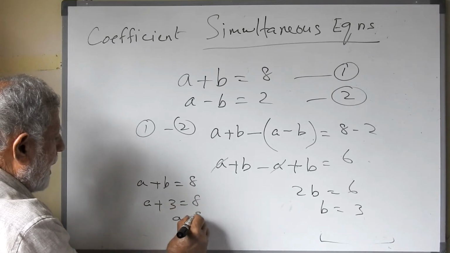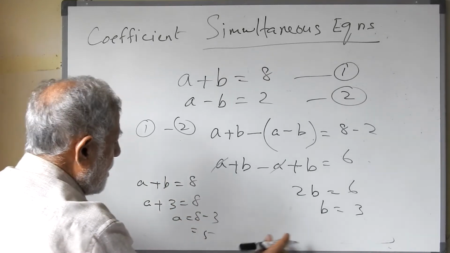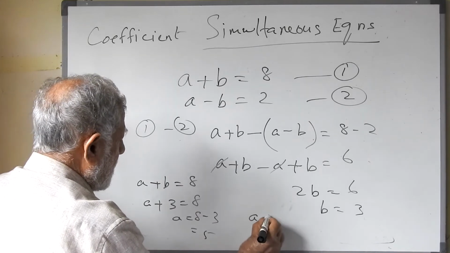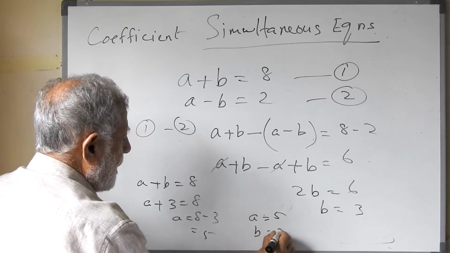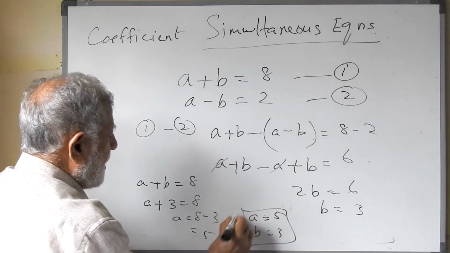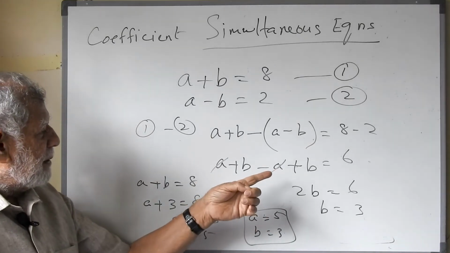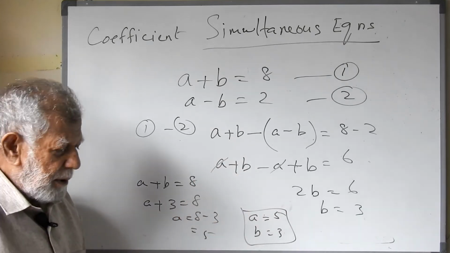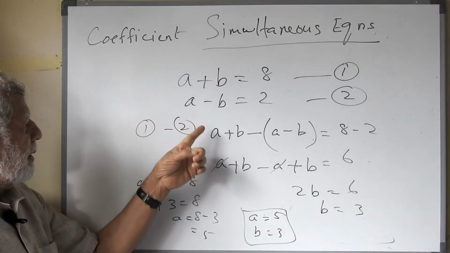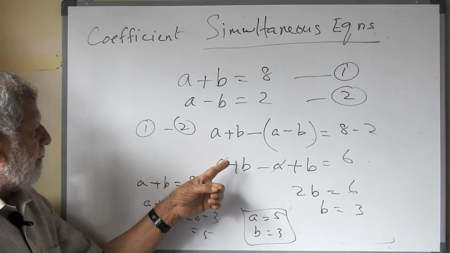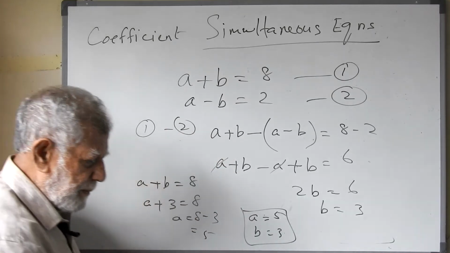a is equal to 8 minus 3, that is equal to 5. So the final answer is a is equal to 5, b is equal to 3, like in the earlier one. But here, by subtraction, we were able to get rid of the a. By adding, we got rid of the b. So we now understand that here the coefficients are equal, and we were able to get rid of one unknown by adding or subtracting.